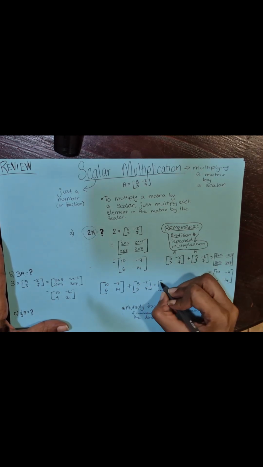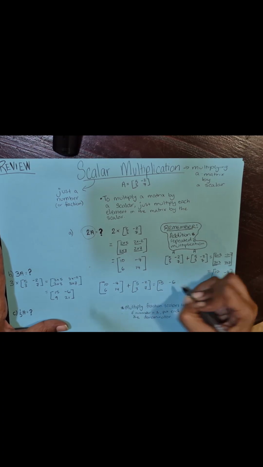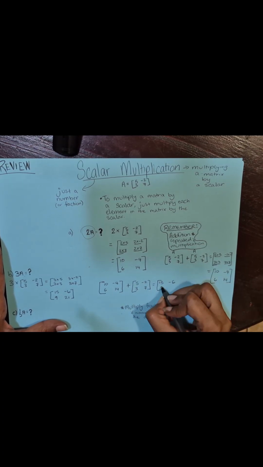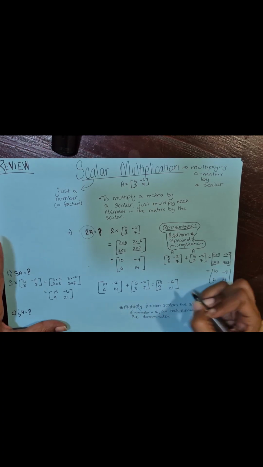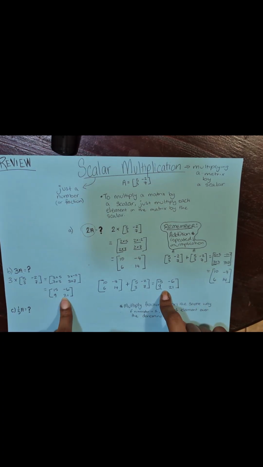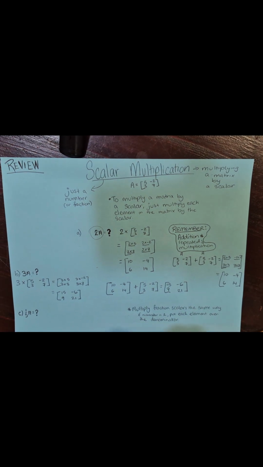We do 10 plus 5, that's 15. Negative 4 plus negative 2 is negative 6. 6 plus 3, that's 9. 14 plus 7 is 21. Same answer. So we're just remembering that multiplication and addition are related.